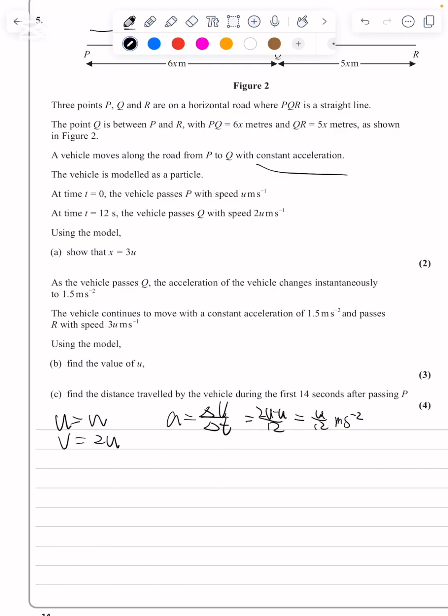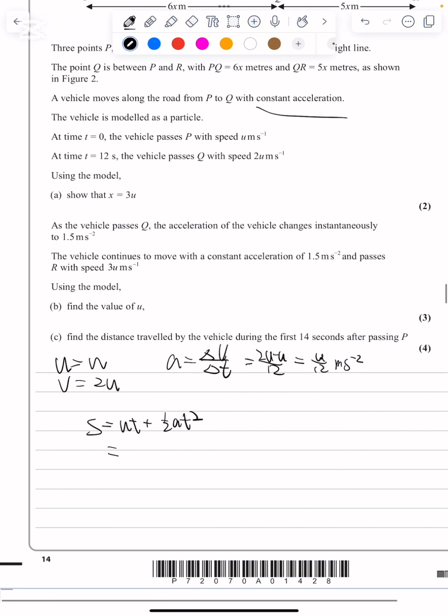V squared minus u squared over 2as, is that? Or I think s equals ut plus 1/2 at squared. I'm not sure. Yeah, I think this is it. Math minor, by the way. Come on, how did I even forget these things?